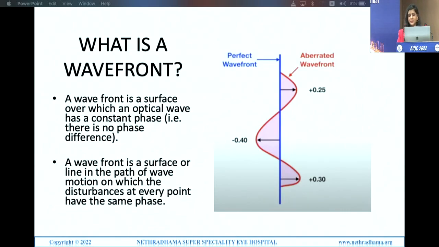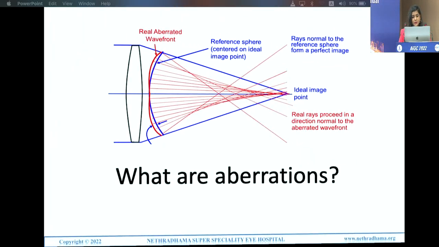So in wavefront aberrometry, what is a wavefront? Basically, when any light passes through any optical system, it undergoes some changes as it comes out through that optical system. Some portions of the wave come out in front and some portions come out behind as plus or minus. Now all these points of light that are in the same phase, that surface is nothing but the wavefront. So here you see some numbers, plus 0.25, minus 0.4, etc. These are the objective values.